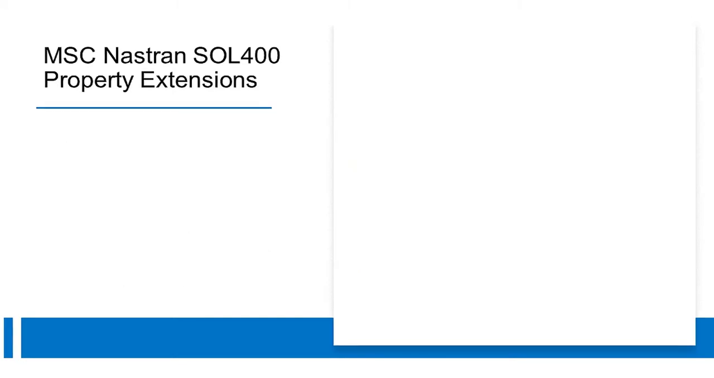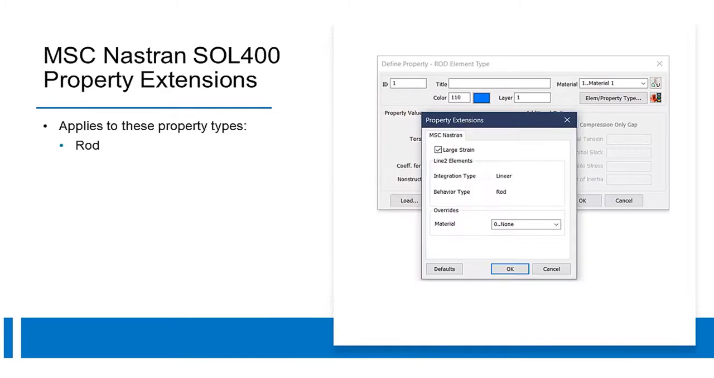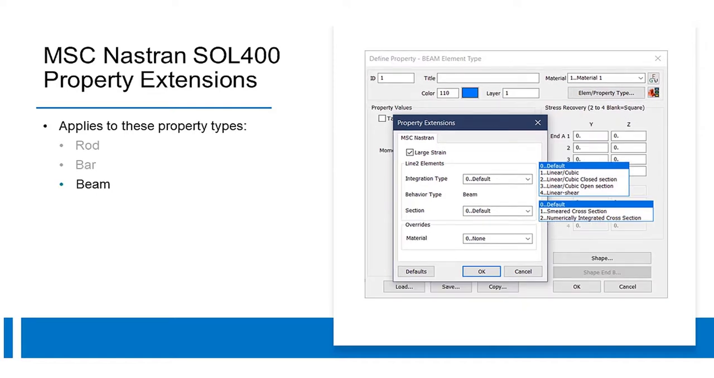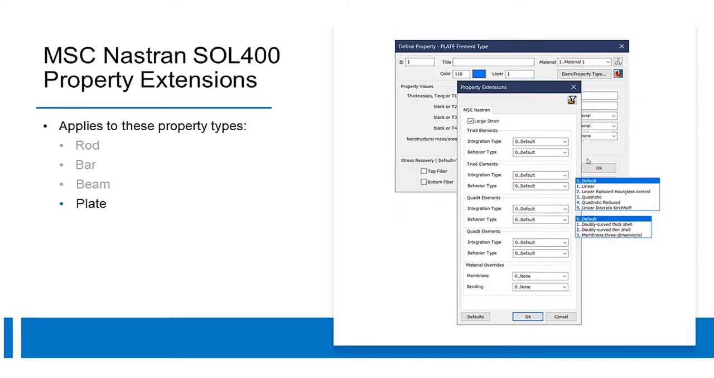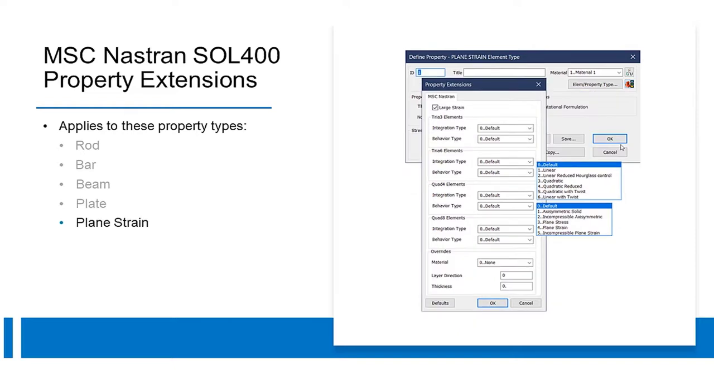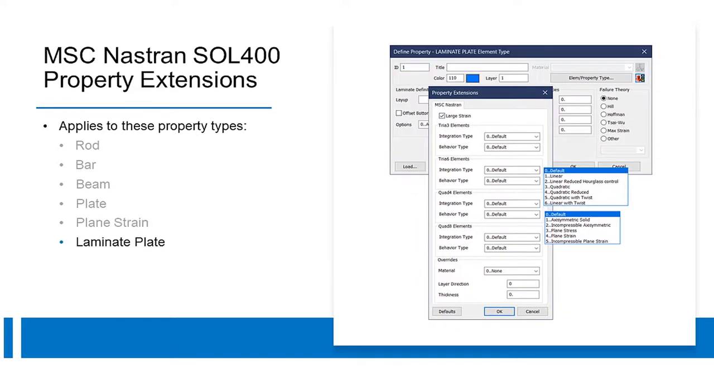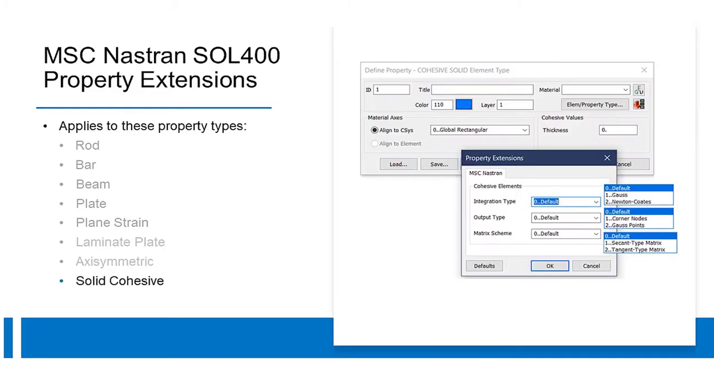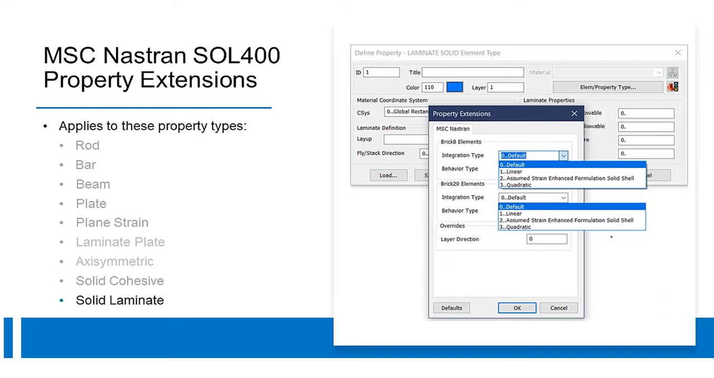The Solution 400 elements that can be assigned property extensions are rod, bar, beam, plate, plane strain, laminate plate, axisymmetric, solid cohesive, and solid laminate.